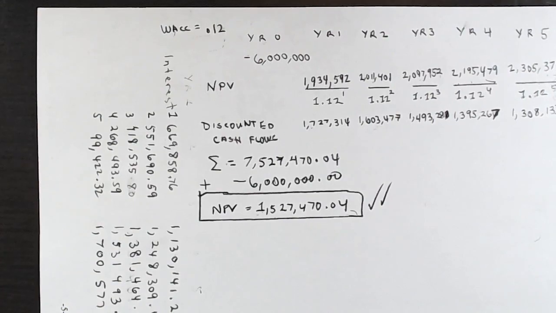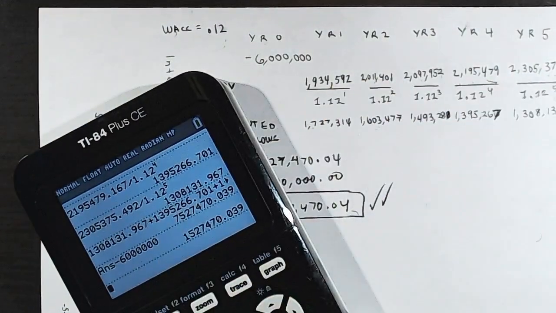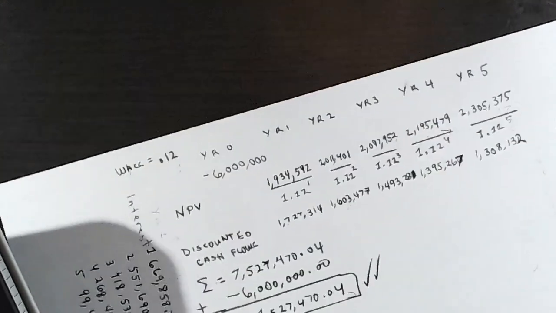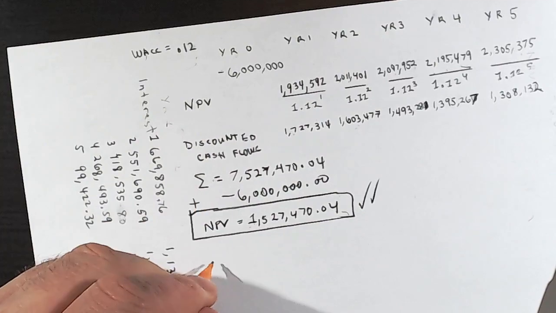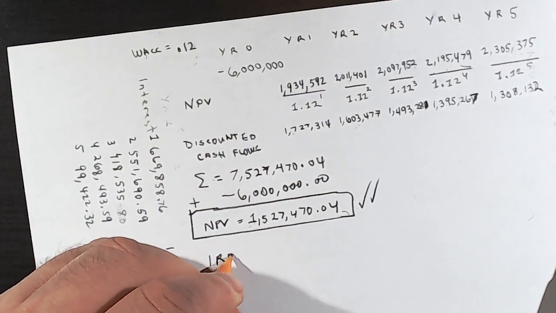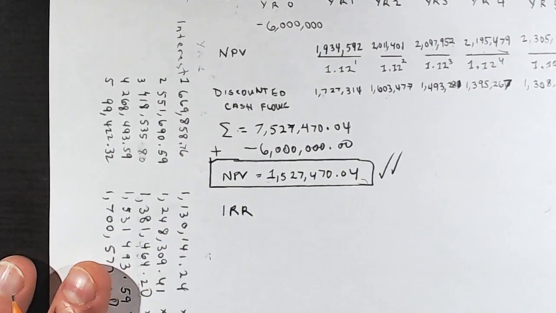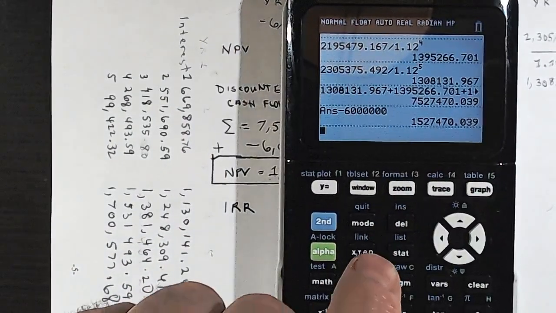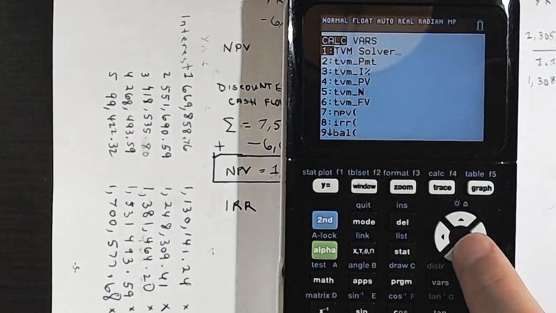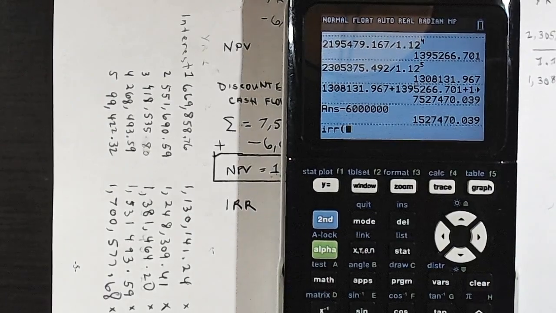Now, the calculator will do it for you, but you'd have to enter all these numbers into a formula, which we're going to have to do here in a second, because now we have to compute the internal rate of return, IRR. Okay. So what we're going to do is hit apps, finance, and go down to IRR. The first thing I have to put in is the cost of the project, which is 6 million.